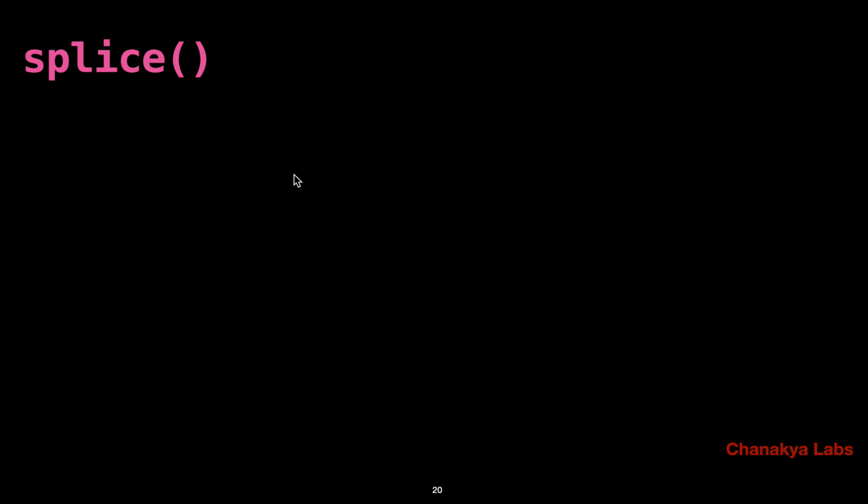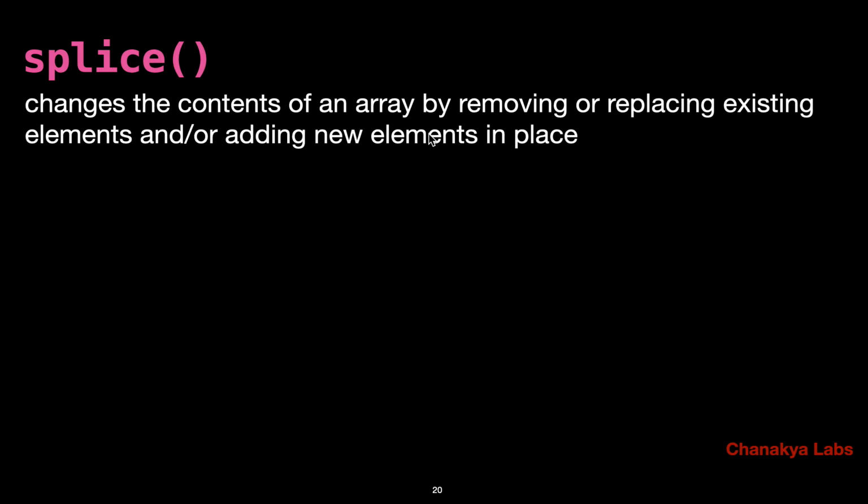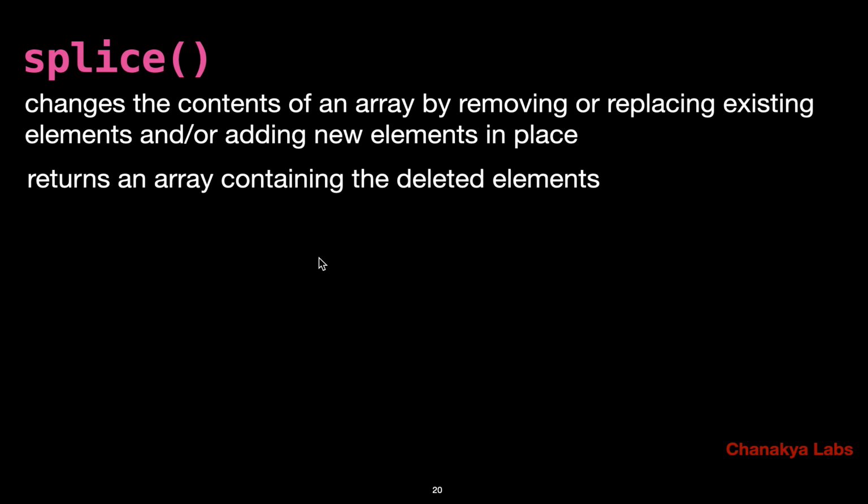Okay, so let's see that it changes the contents of an array by removing or replacing existing elements or adding new elements. So basically it does everything. It can remove, replace, delete, everything, right? That's why I'm saying that it is very powerful. The syntax is slightly difficult, but you'll get used to it. It returns an array containing the deleted items, right? So obviously it can add also, it can delete also, but if something is deleted, then the deleted items are returned, and if nothing is deleted, then an empty array is returned, as you will see.